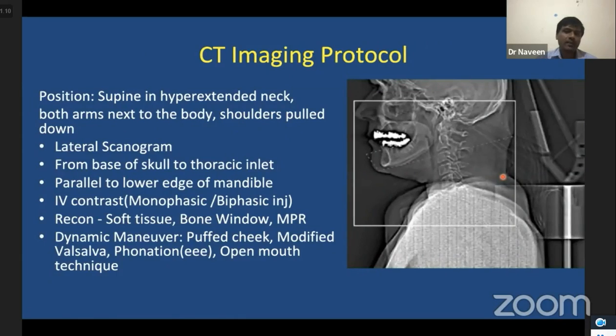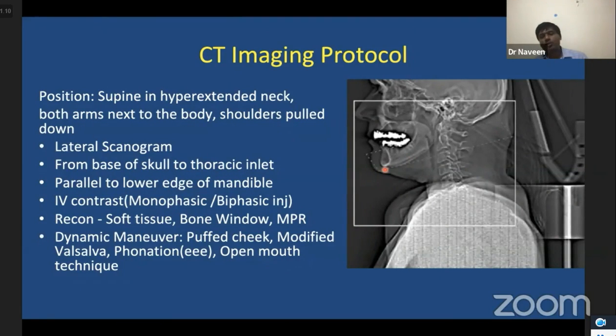First of all, a brief about the CT imaging protocol. The patient should be positioned supine with the neck hyperextended, both arms next to the body, and the shoulders tugged downwards. It is planned on a lateral scanogram from the base of the skull to the thoracic inlet, and the plane should be parallel to the lower edge of the mandible. You can use IV contrast if needed.